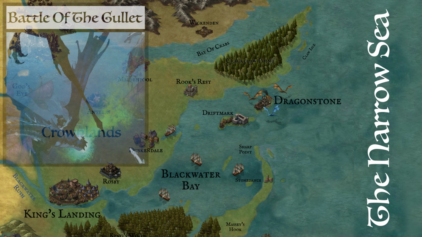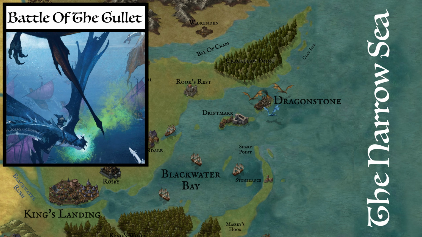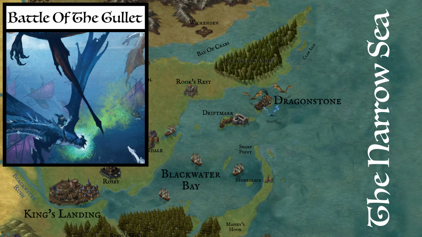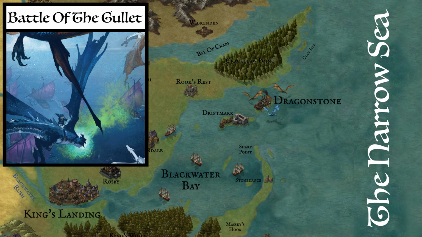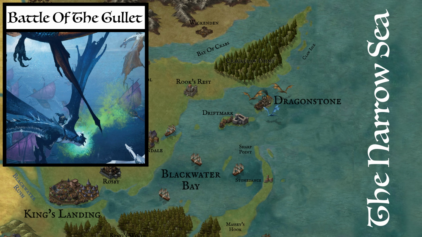The battle was joined on the 5th day of the new year, 130 AC. Admiral Shakaro Lothar divided the Triarchy fleet into 2 squadrons, one passing north of Dragonstone and the other to the south. At sunrise they struck, catching the Velaryon ships unprepared and scattering the blockade that had held the Gullet.